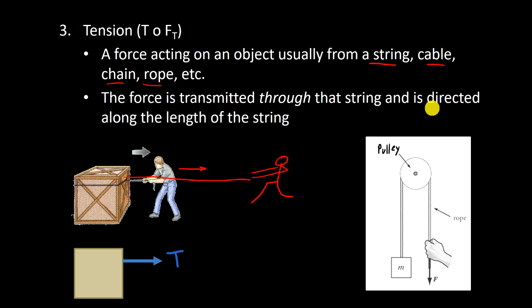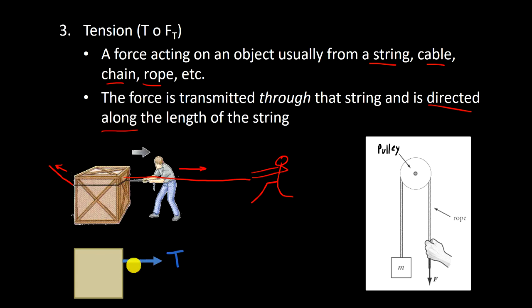That force is always going to be directed along the string. So since the string is acting horizontal, that force must be horizontal. We'll see examples where maybe the string is acting up at some angle. Well, then the force would be acting up at that same angle.